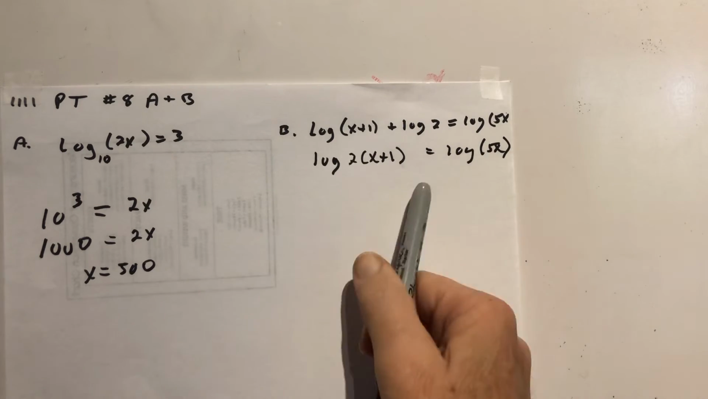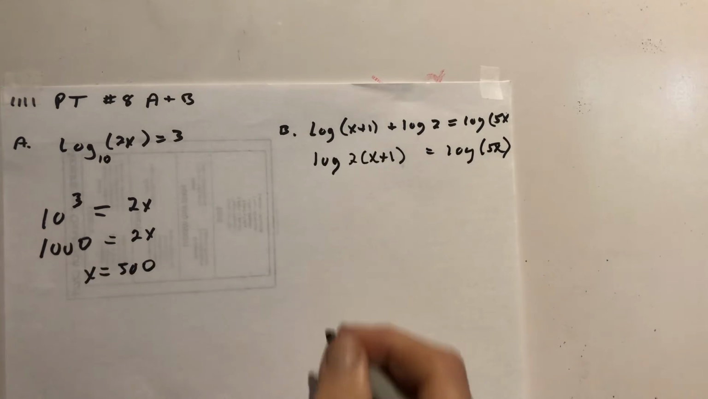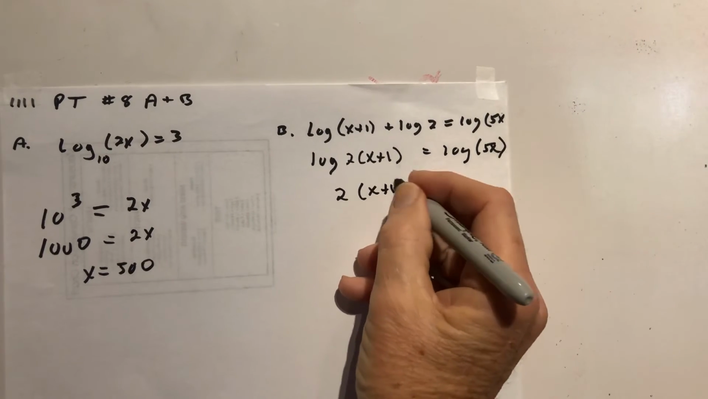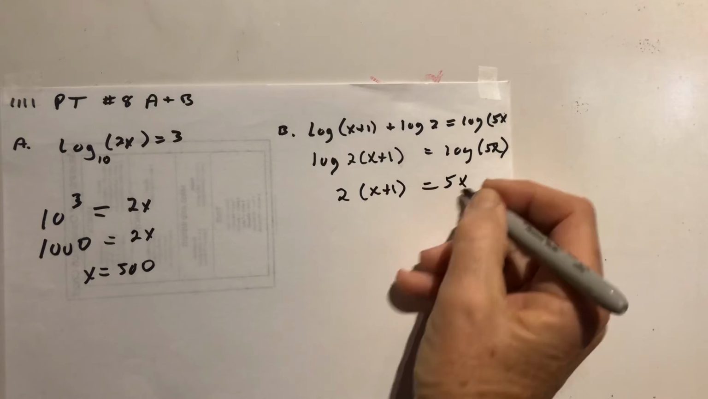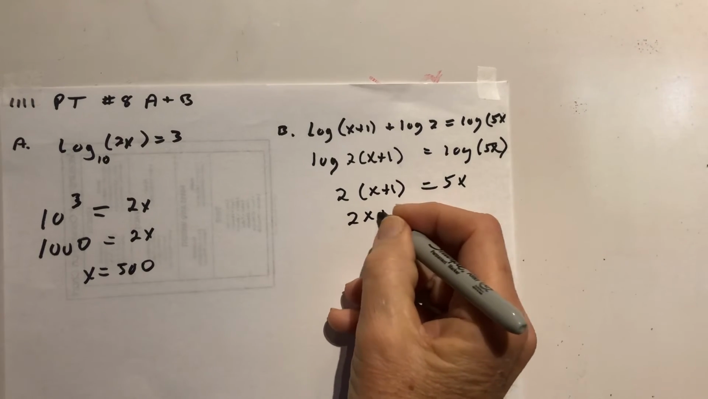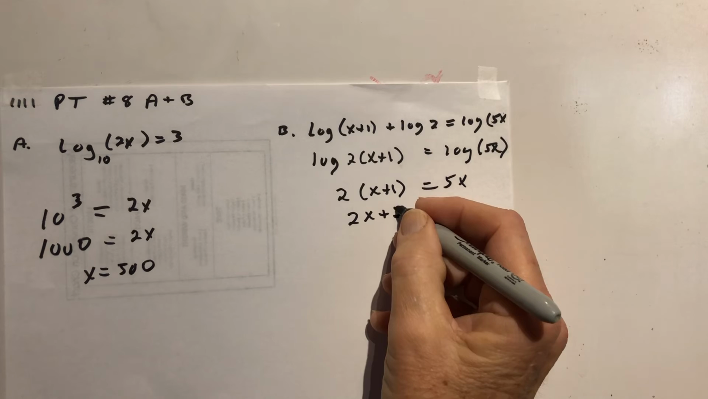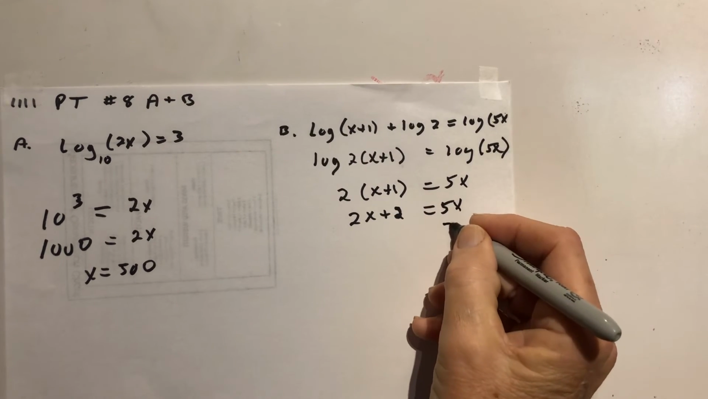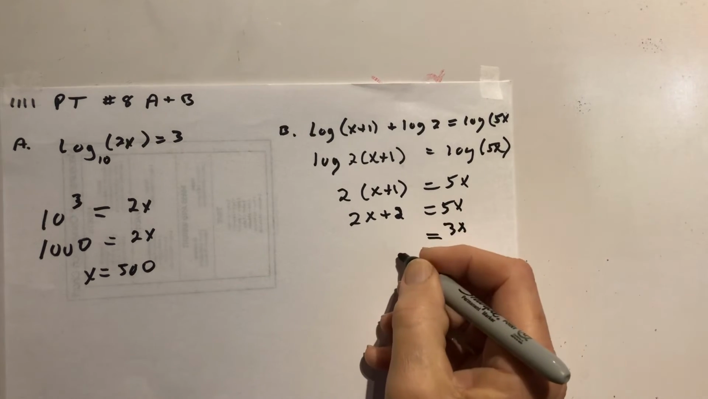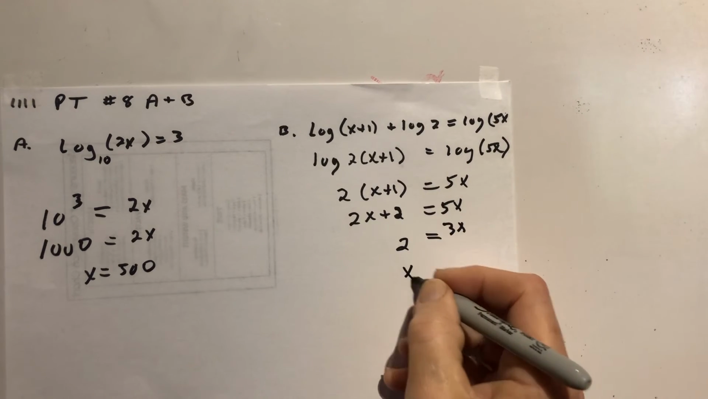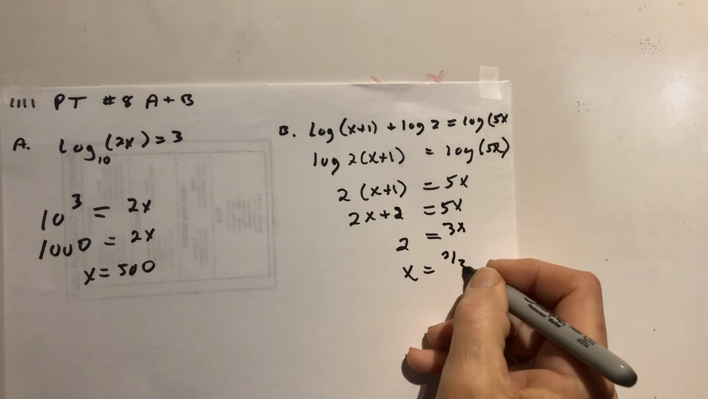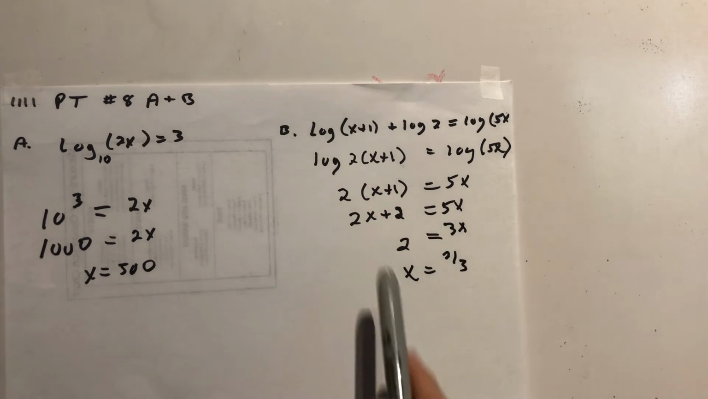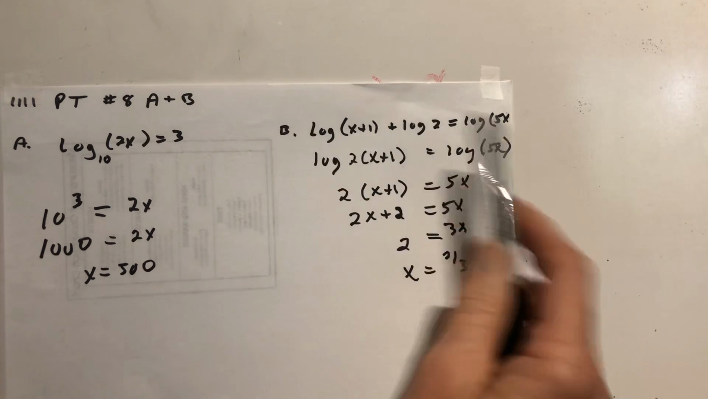It's just log of something, log of something. We can drop the logs. So now it's just 2x plus 1. Distribute the 2. Subtract 2x. And divide by 3. 2/3 is your answer. So remember, if there's 3 logs, you can't drop the log.